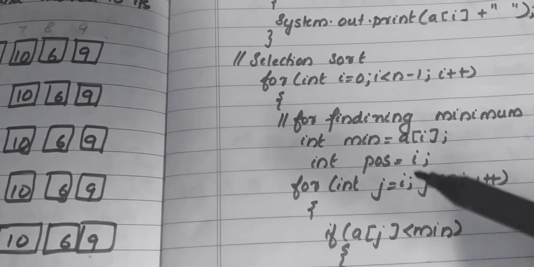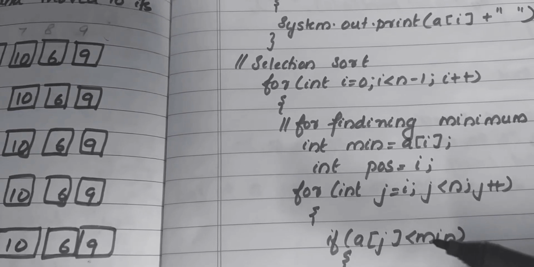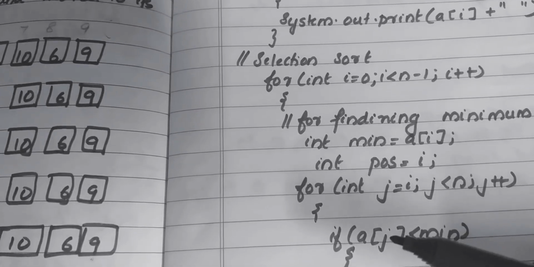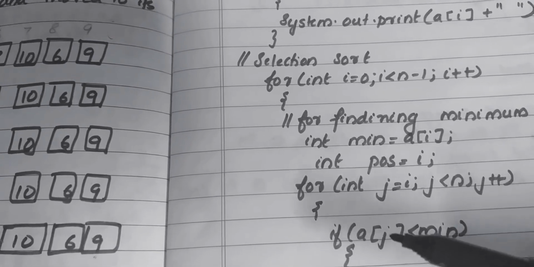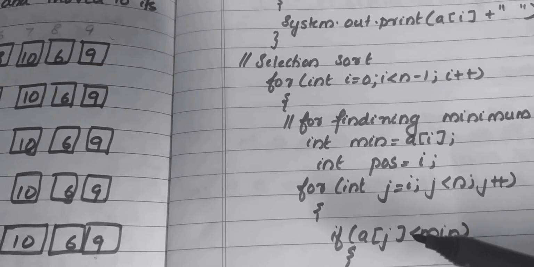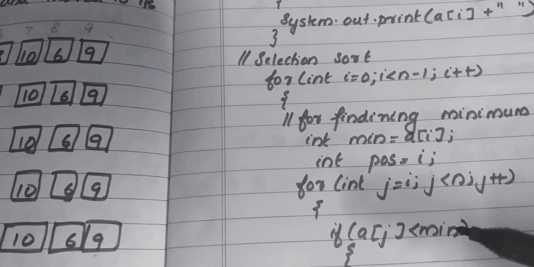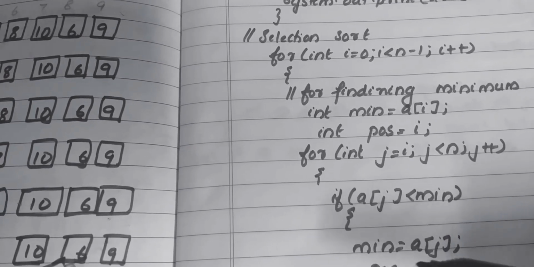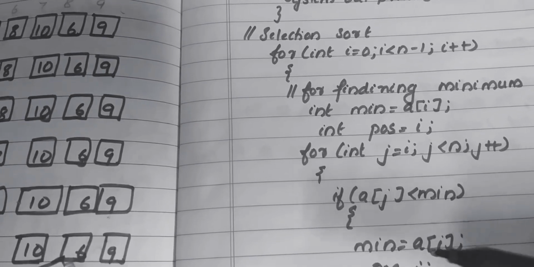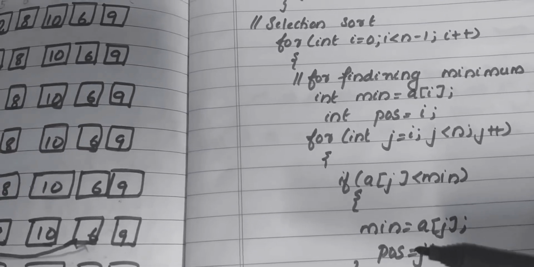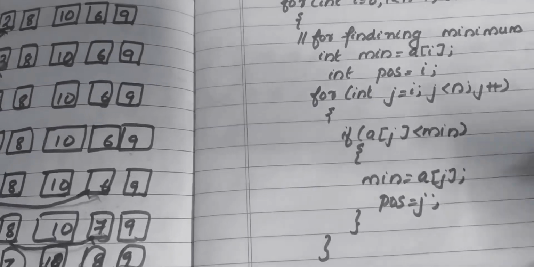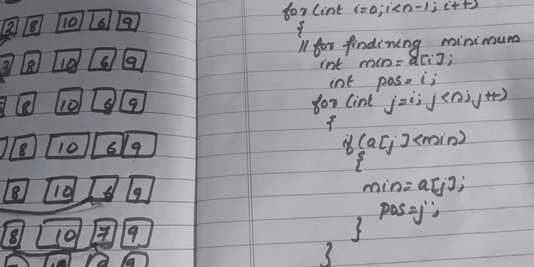Here we again check the condition, that is if a of j less than min, since we already declared the first element as the minimum element. If a of j, the element at the j-th position, is less than min, and the condition is true, then we declare the minimum element as a of j. That is, we found the minimum element from the subarray. Then its position is also set, that is position equal to j. Then close the if, close the inner for loop. So by doing this we found the minimum element in the array.